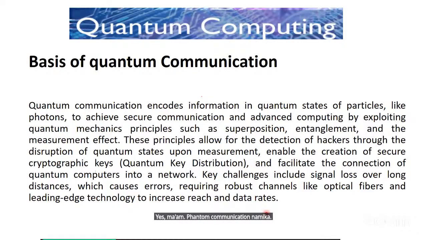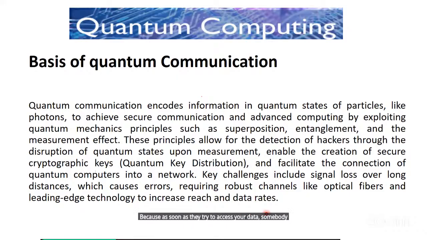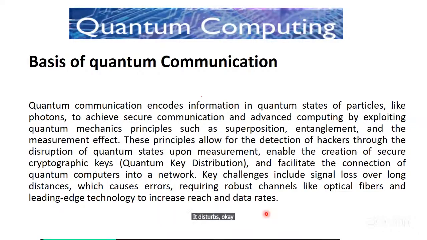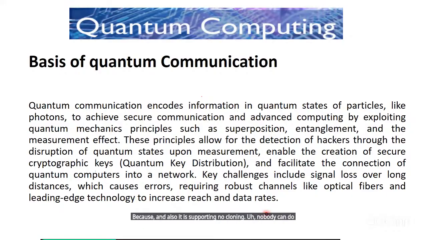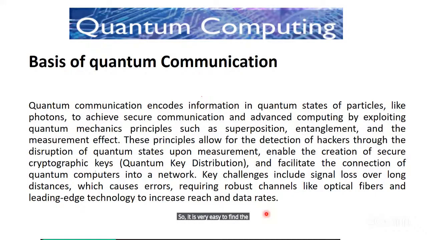In quantum communication, we can easily detect the hackers because as soon as somebody tries to access your data, the quantum signal changes and is disturbed. Okay, the basic characteristic behind quantum communication, the quantum principle, is like that. Your quantum signal starts changing. It also supports no cloning, so nobody can do duplication. Immediately some change will happen in the output of your qubits, then we come to know that somebody is trying to hack our data. Immediately we can provide more security. So it is very easy to find the hackers in quantum communication. Then accordingly, we can provide more security by creating appropriate quantum key distribution techniques.